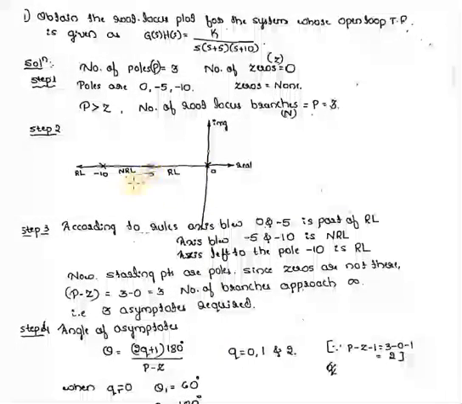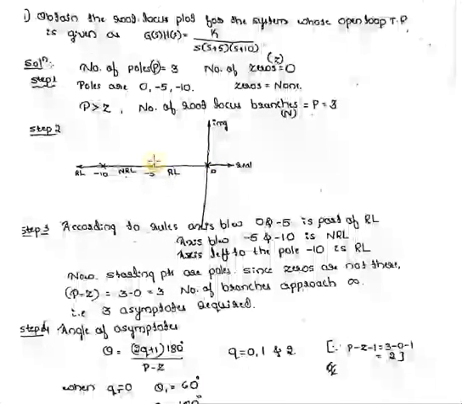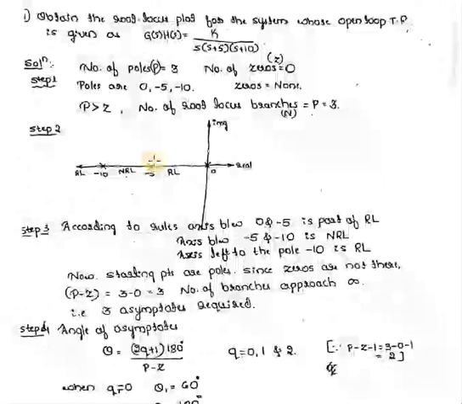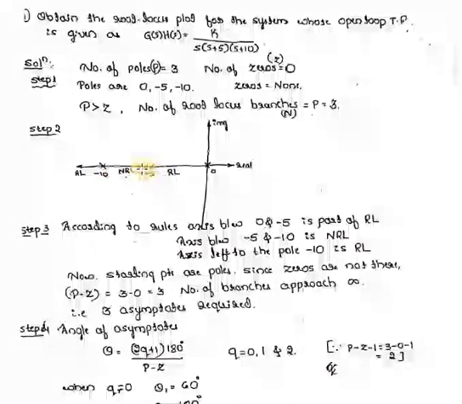Similarly, between minus 5 and minus 10 you consider a reference point. Towards the right side you take the summation of P and Z. Towards the right side there are two poles, minus 5 and 0, so the summation is 2. 2 is an even number. When the summation of P and Z is even, that portion becomes NRL, that is non-root locus.